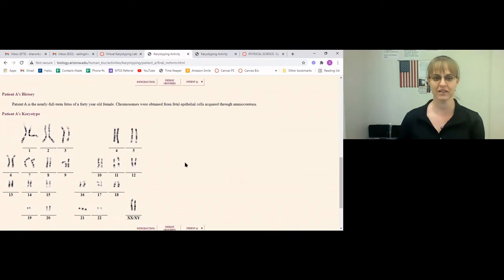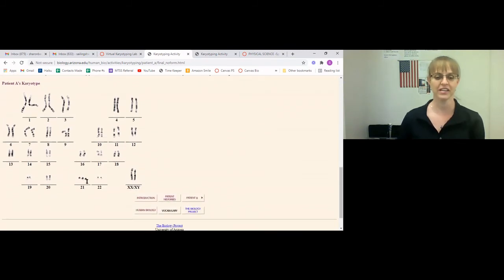So let's scroll back down and look. Aha, it's chromosome 21 that we have an extra of. So we would write plus 21. So finally, your chromosome notation will read 47, comma, XX, comma, plus 21.